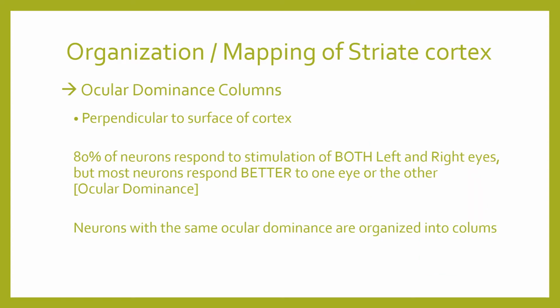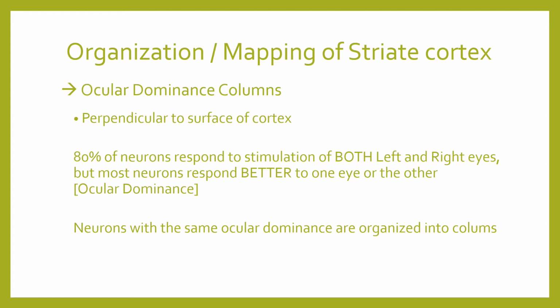And the last kind of column that I'm going to talk about at all is the ocular dominance columns. So again, going perpendicular to the surface of the cortex. If we go in, first of all, we see that 80% of neurons really respond to stimulation of both the left and right eyes, but most of our neurons respond better to one eye or the other. So we have these neurons that have an ocular dominance.